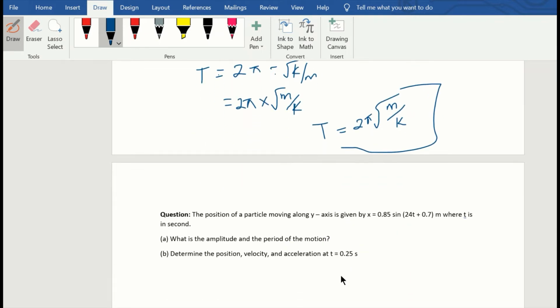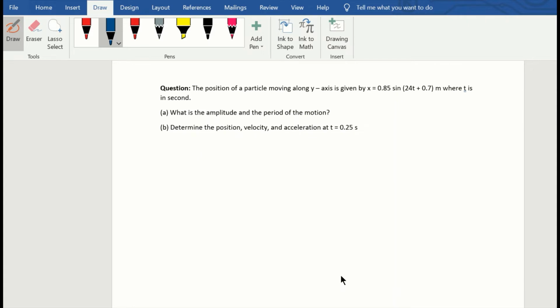Let's look at the first question here. We are given that the position of a particle along the y-axis is given by x equal to 0.85 sine, bracket open, 24t plus 0.7, meters, where t is time in seconds. A, what is the amplitude and the period of the motion? And B, we are asked to find the position, which is displacement, also to find the velocity and acceleration at t equal to 0.25.